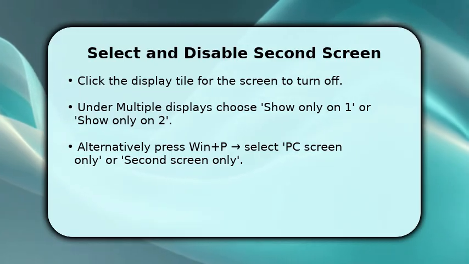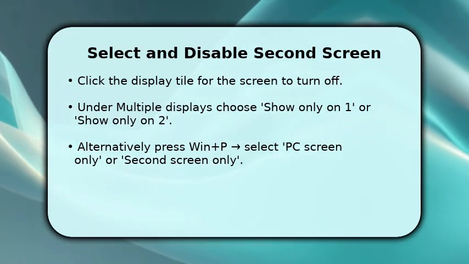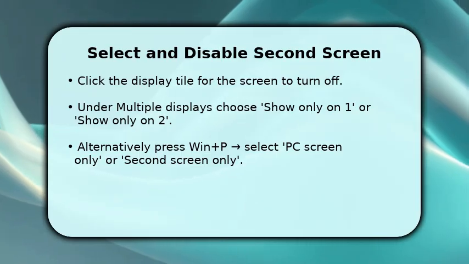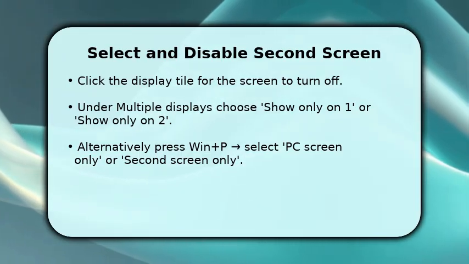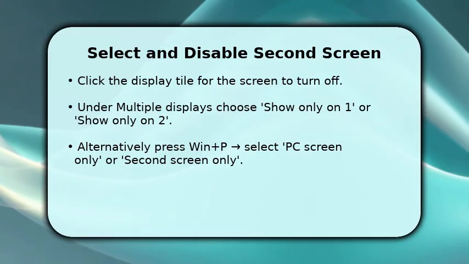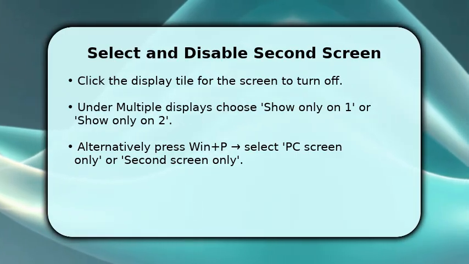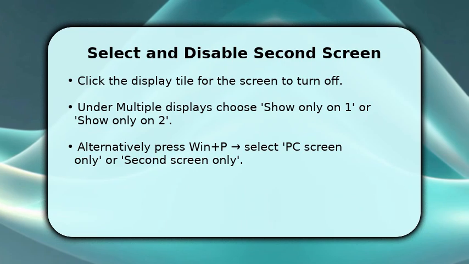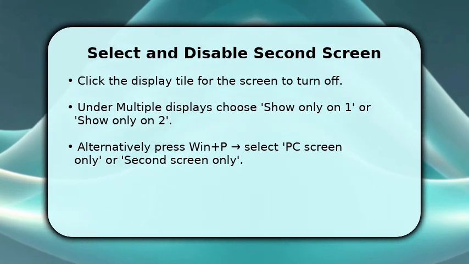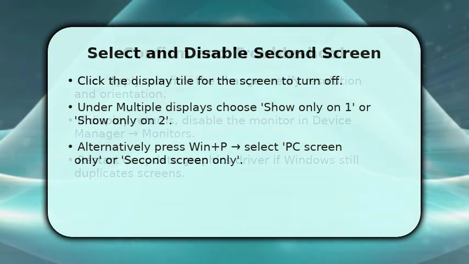As a faster option, press Win+P and choose PC Screen Only or Second Screen Only to switch projection modes instantly. This is the same command made quick. Finish by clicking Apply and Confirm within the countdown. Check resolution and orientation so your remaining screen looks correct.